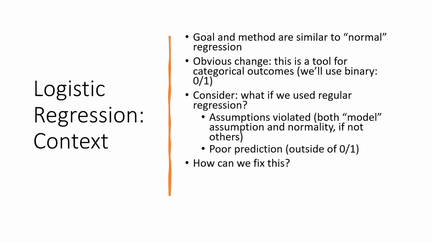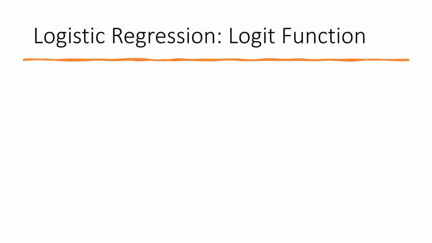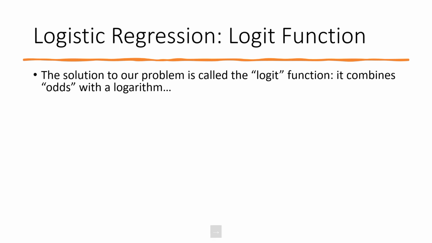So what can we do within this context? What are our tools? Well, the goal is to go from 0, 1 to a full range of regression that is negative infinity and positive infinity. And we've already talked about one of the tools that can get us halfway, that is using odds. But we need something else to help us go the rest of the way. And this, broadly speaking, is called the logit function. It's going to incorporate some odds, but it's going to add a logarithm which allows us to go not just from 0, 1 to 0 to infinity, which is what probability to odds lets us do, but adding in the log lets us go from 0 to infinity to negative infinity to positive infinity.